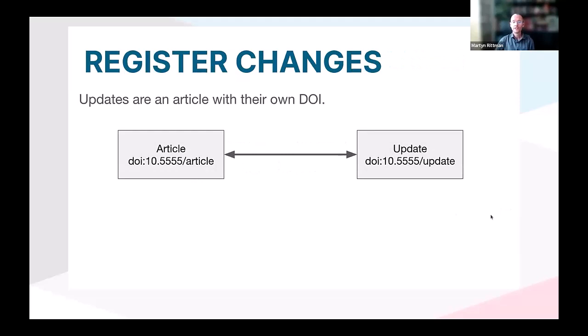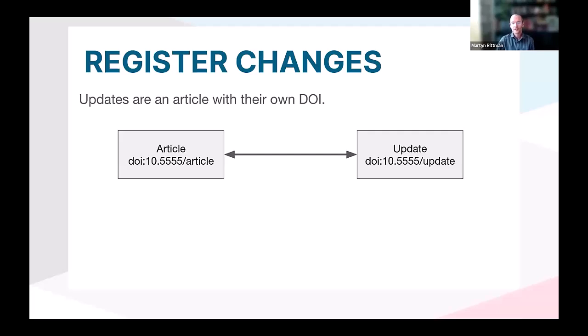So if you want to register a change, if there is something which significantly affects the interpretation of a piece of research, or even if it's retracted, then we recommend that you publish a public retraction notice or correction notice, or notice whatever the kind of update it is, and that you assign that notice a DOI, and that can be linked back to the original article that it's updating.